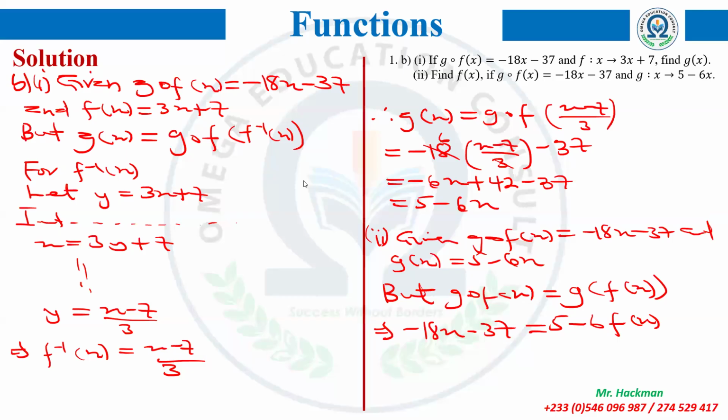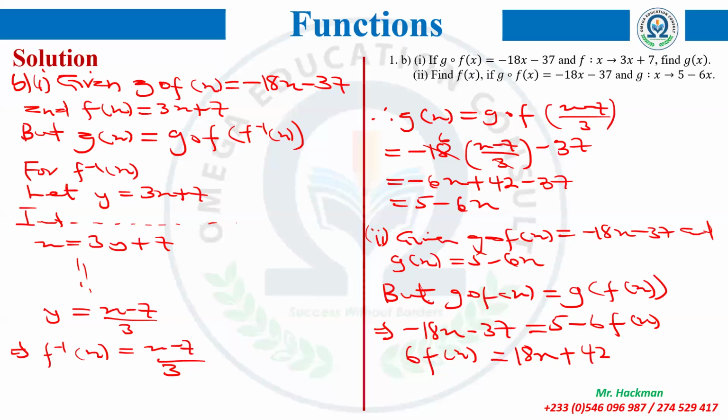So now what do we have? We are going to get 6 f of x, let me write it so that you can follow. Then at this point, I move this one to the side because it's negative. Then I move this 2 to the other side. So that will give me 18x. The 18 will be positive here. Then I will get 5 minus minus 37, it will be 5 plus 37. And that will give me 42, so plus 42.